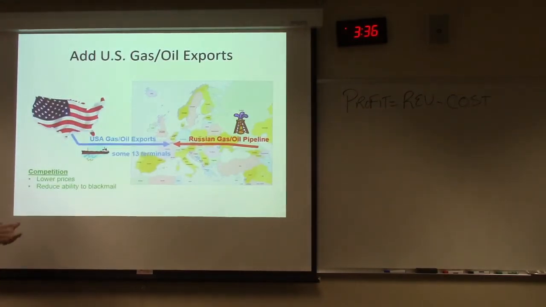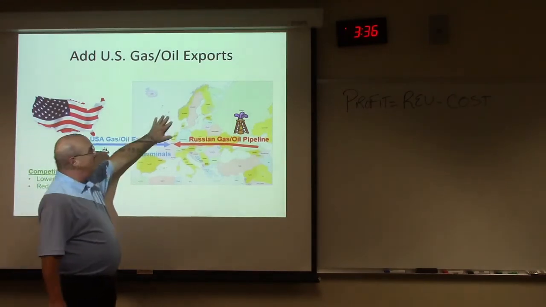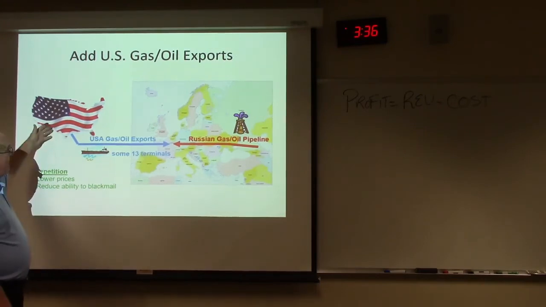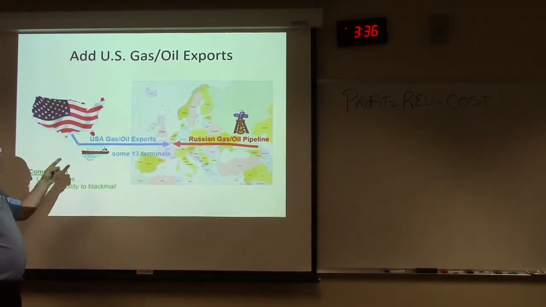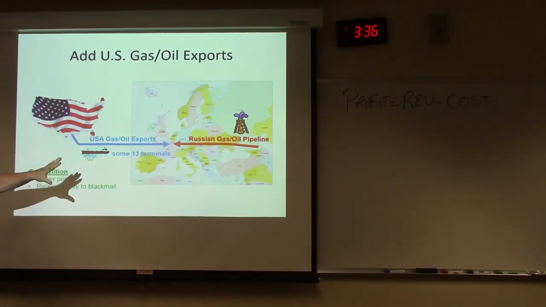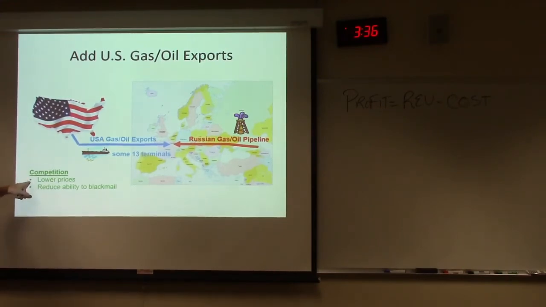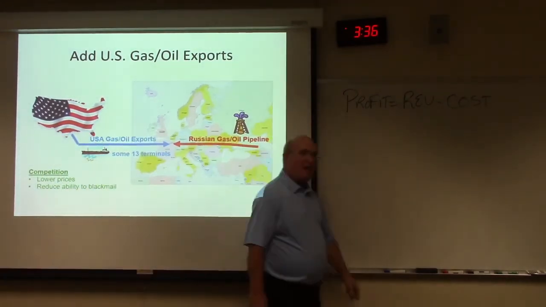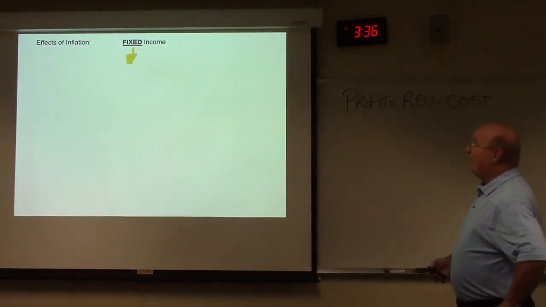Now, the neat thing is because we are now energy independent and we are out there saying, hey, here's oil from us, there are now 13 terminals throughout Western Europe that are being built or expanded to take energy supplies coming from the United States to compete with the Russian oil and gas company. Now, if this happens, it's going to tank Russia, because their whole economy is based on dollars that they get from their gas and oil reserves. But it spurs competition, which means lower prices and the lower ability that Russia is going to have to blackmail Western Europe.